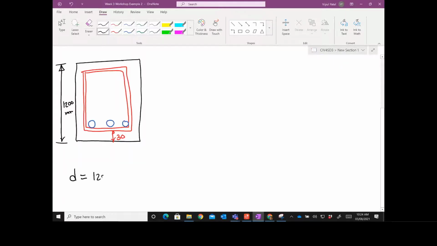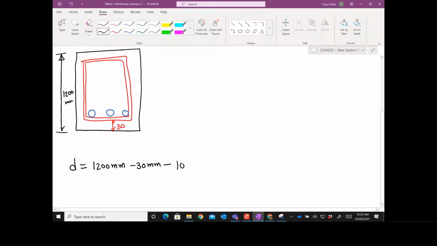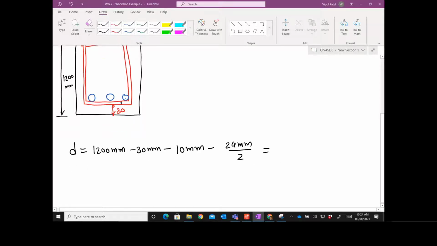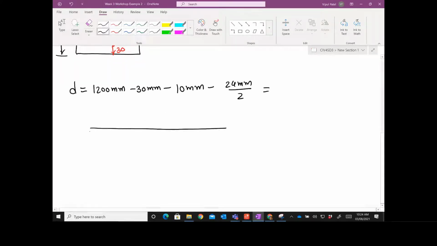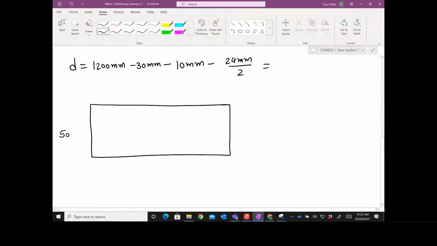I think you know the drill now. 1200 millimeters, take away this cover, 30 millimeters, take away this stirrup, which is R10. Stop me if it is too fast, okay? Because all these details I take you through very slowly. And this bar diameter is 24 millimeters divided by 2. Oh, sorry, that's the other way around. I think this cross section is sitting like this. The longitudinal reinforcement for 500 by, okay, so depth is 500, sorry. So depth is 500 millimeters and width is 1200 millimeters.